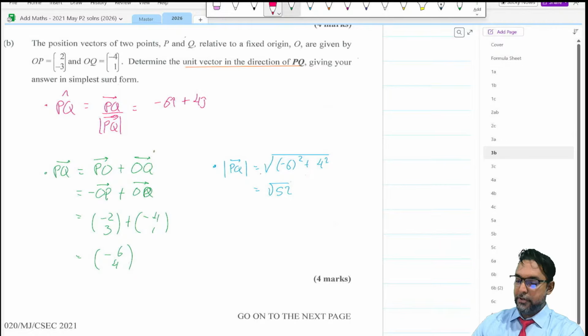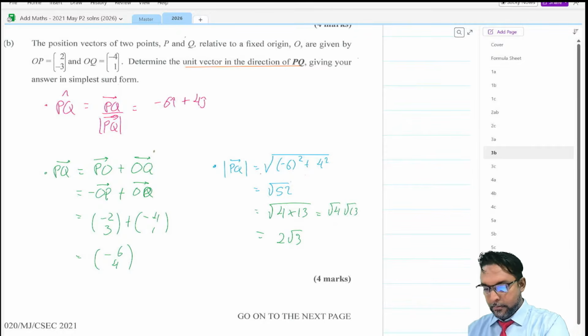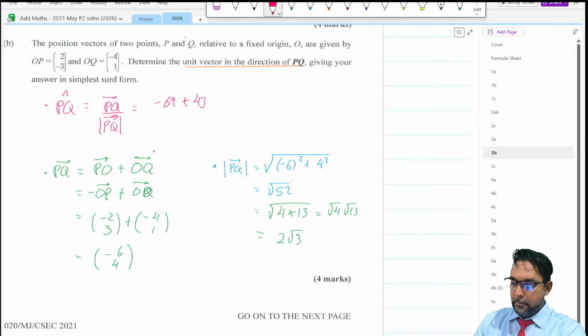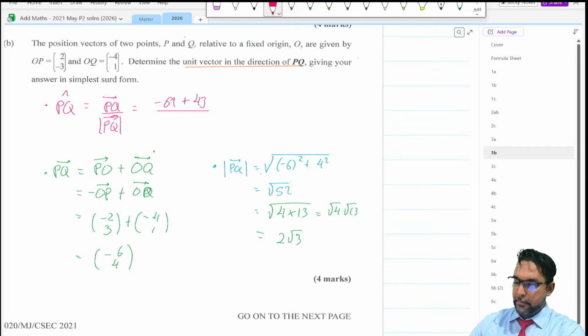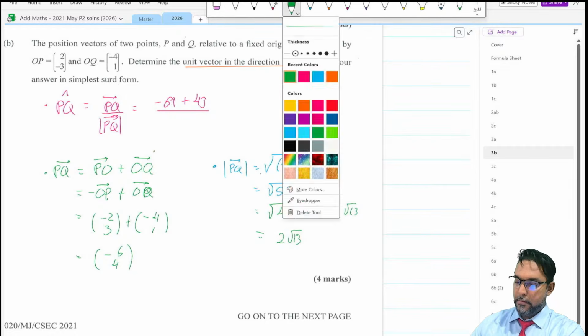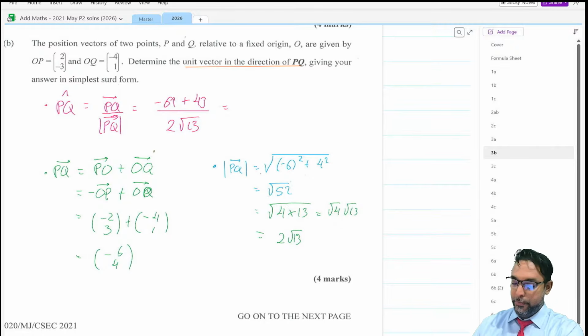Now root 52 is actually root 4 by 13, eh? So that's root 4 by root 13. Sorry, 2 root 13, my bad. Now you could actually factor out 2 in the numerator and cancel with the denominator. So you'll get minus 3i plus 2j all over root 13.